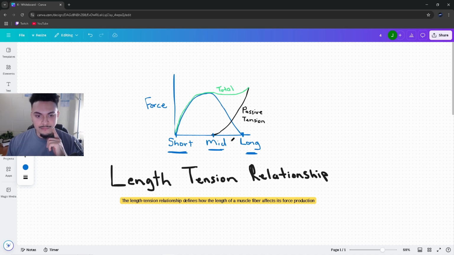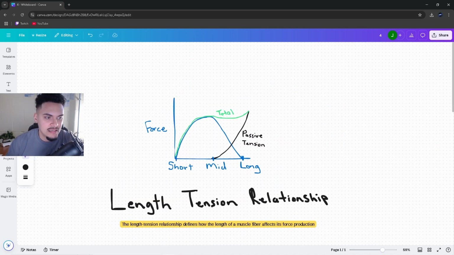So in simple terms, without getting into the nitty-gritty, the length-tension relationship describes the amount of force we are capable of producing in different muscle lengths. We're weak in the short, capable of producing the least amount of force, and we are the strongest in the mid and lengthened range here, capable of producing the most amount of force.